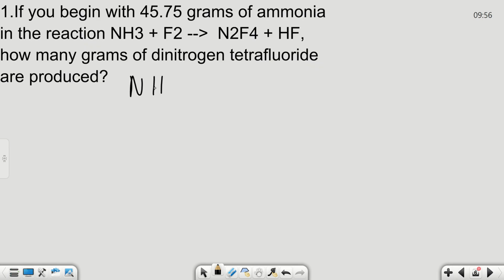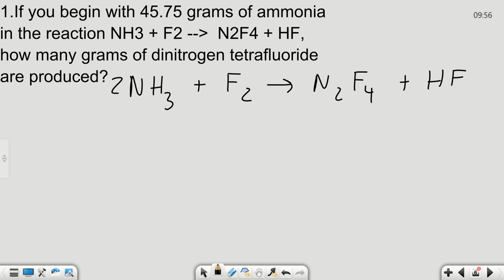So I got NH3 plus F2 produces N2F4 plus HF. So if I have 1 N and 2 N's, that's 2. I have 6 H's. I need to put 6 H's there. And then I have 4 plus 6 is 10, so 5, so 5 F2. Okay? So if I look at this last one here, almost all done.